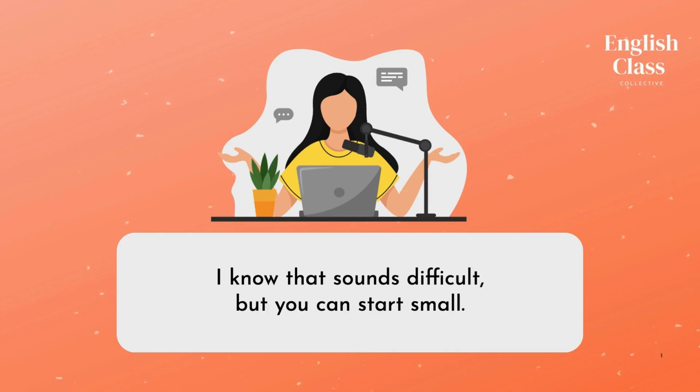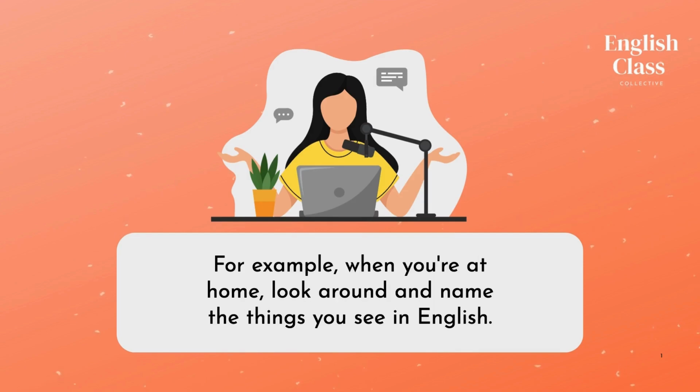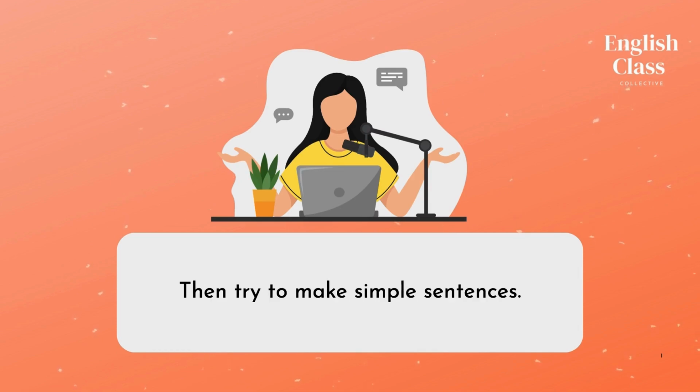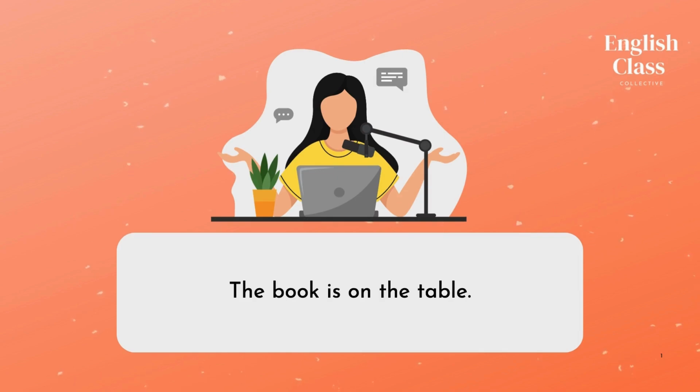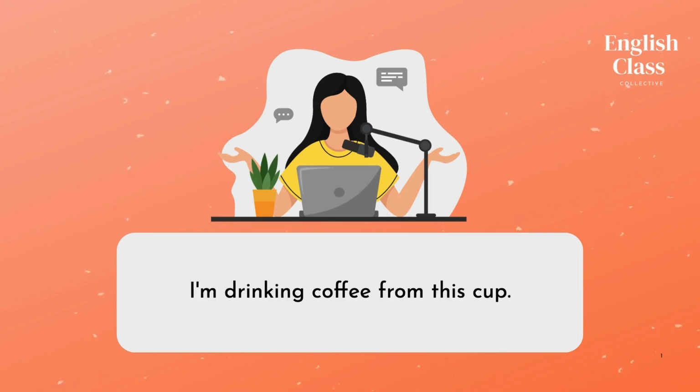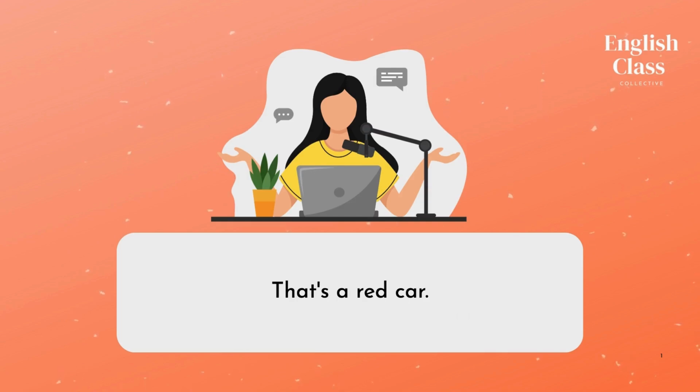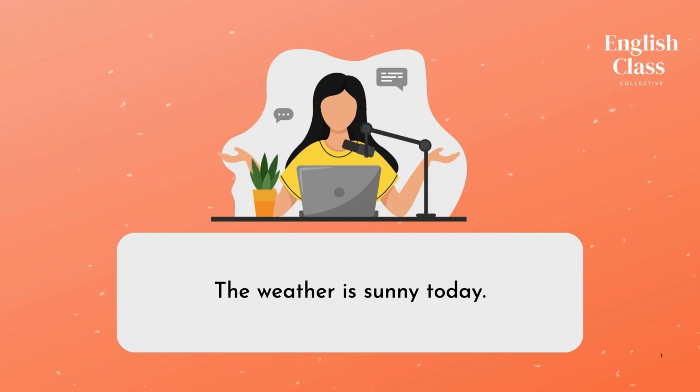The first tip I want to share is think in English. I know that sounds difficult, but you can start small. For example, when you're at home, look around and name the things you see in English. Table, chair, window, cup, book. Then try to make simple sentences. The book is on the table. I'm drinking coffee from this cup. When you're walking outside, think about what you see. That's a red car. The weather is sunny today.